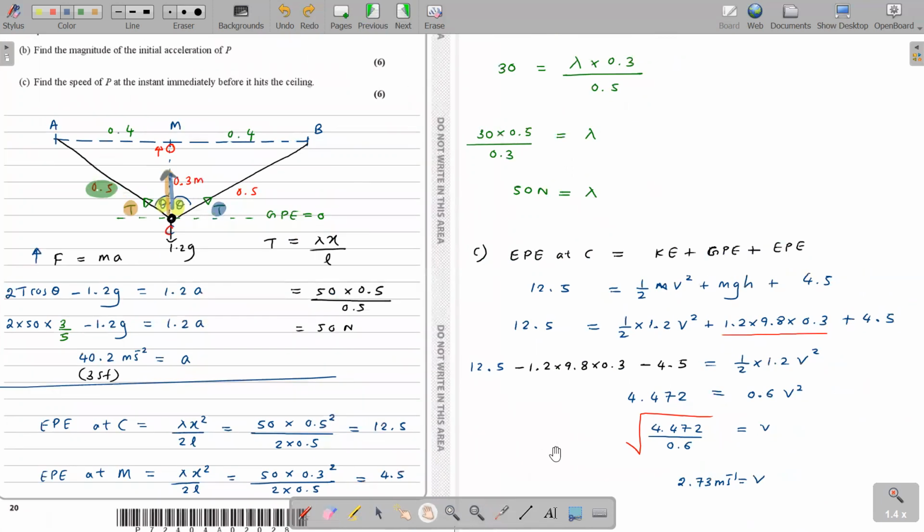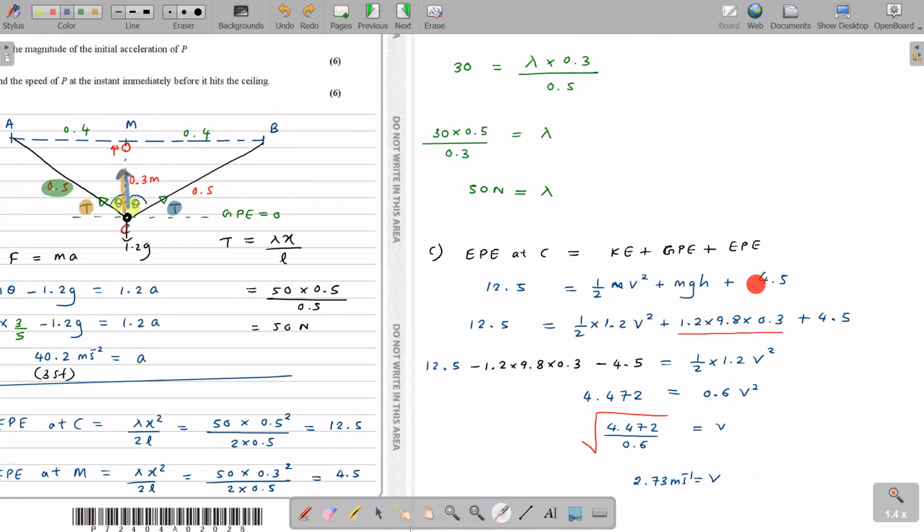Okay, guys. So all I have to do is to substitute the values into this equation, right? Elastic potential energy at P is found. That's the only energy you have at P. At the very top point, you have kinetic energy, half mv square, potential energy mgh, and elastic potential energy we found as 4.5. So guys, it's a matter of substituting all the values into the equation, right?